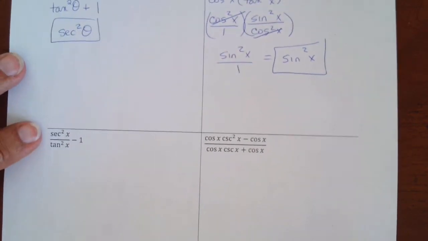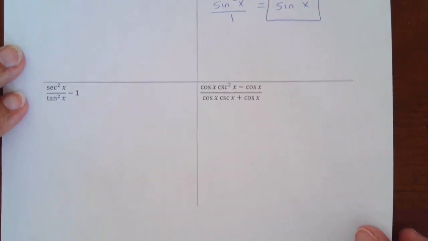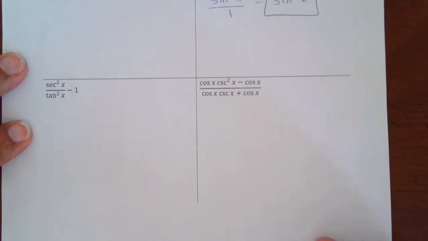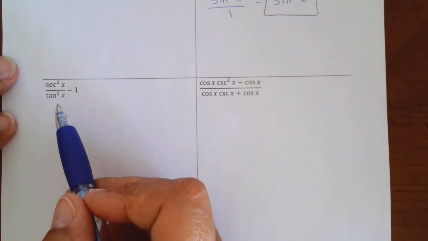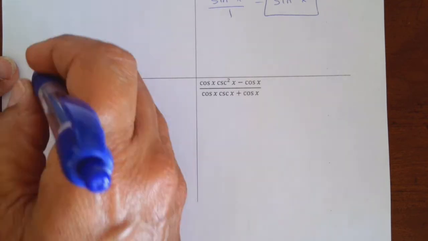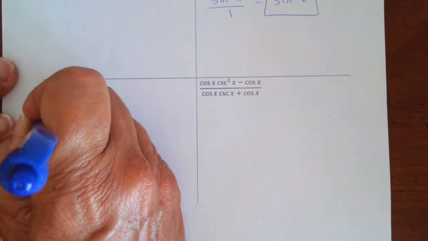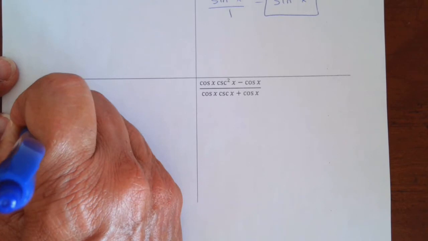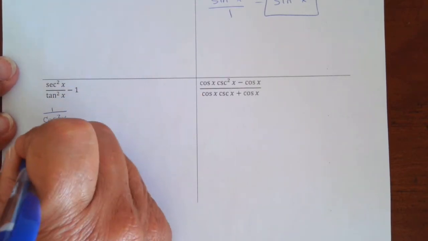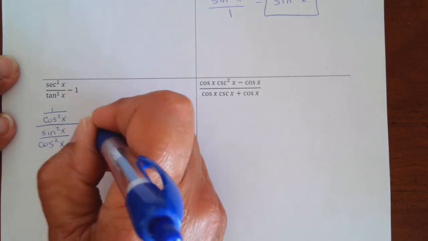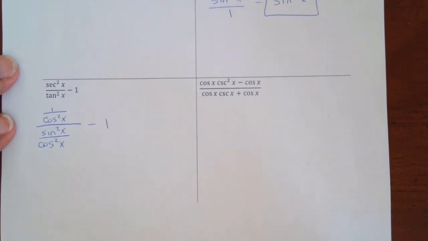Okay? All right. Down at the bottom, we have secant squared over tangent squared. So I don't want this fraction, so I'm going to look at what these are in terms of sines and cosines, so I can probably cancel something. So secant squared is 1 over the cosine squared, and tangent squared is sine squared over cosine squared. Okay, and I'm going to leave that minus 1 just the way it is.